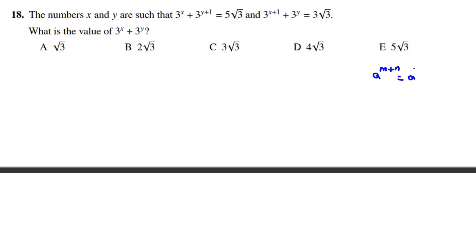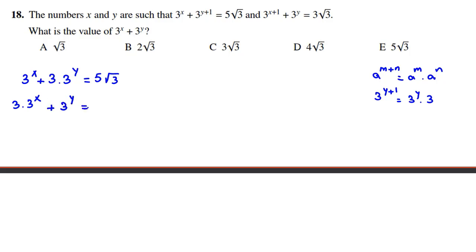We know a to the m plus n equals a to the m times a to the n. So we can say, for example, 3 to the y plus 1 equals 3 to the y times 3 to the 1. So we can write the first one as 3 to the x plus 3 times 3 to the y equals 5 root 3. And the next one is 3 times 3 to the x, again by the power rule, because it is x plus 1, plus 3 to the y equals 3 root 3. Now, if we add these two equations, 3 times 3 to the x plus 1 times 3 to the x is 4 times 3 to the x.